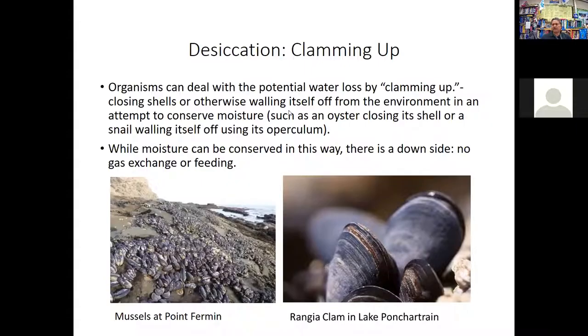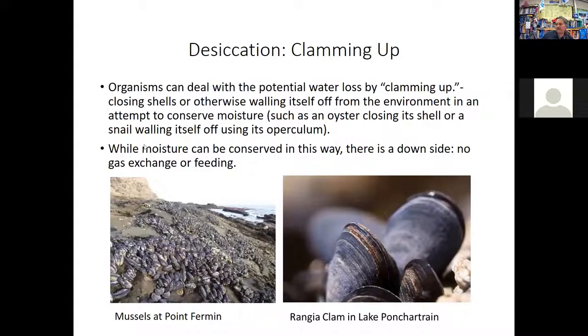Obviously, that means closing the shell or otherwise walling itself off from the environment in an attempt to conserve moisture, such as an oyster closing its shell or a snail walling itself off using its operculum. Operculum is the cover. Like if you've ever seen a snail, in my youth, we would take snails and put salt on them, and then they would start to bubble and the snail would go back into its shell. Well, there's a little oblong, round shell at the end of the fleshy part of the snail that it uses like the door to the shell. That's called the operculum.